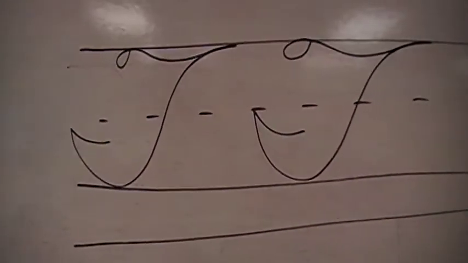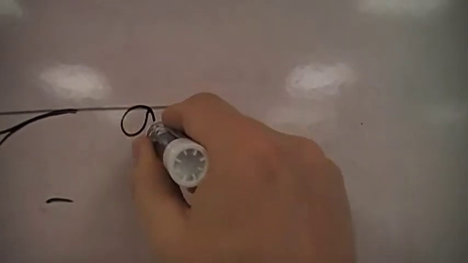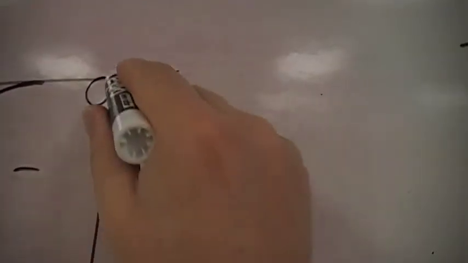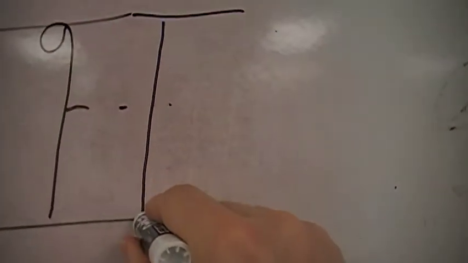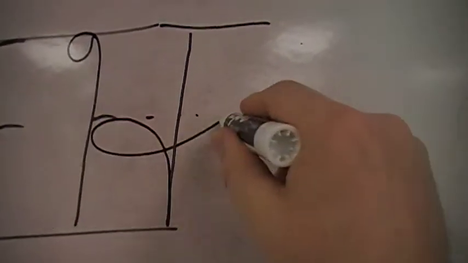H's, if you remember, go around and down, move over a little bit, go down, bounce up, make a loop, like that. I'll make another H for you down the next row.